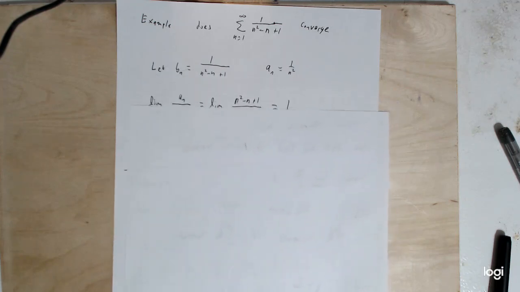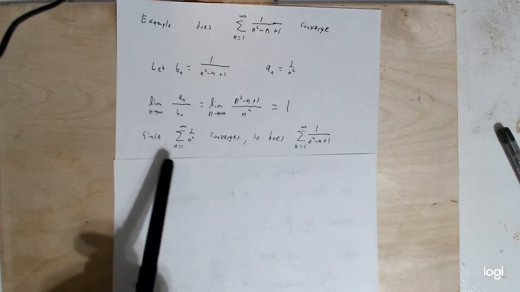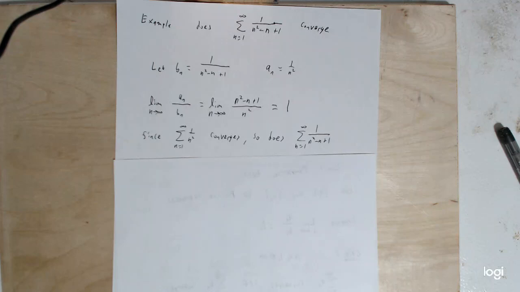So we take the limit of a sub n over b sub n, do a little algebra, invert and multiply, and you get n squared minus n plus 1 over n squared. And when you take that limit, it goes to 1. Okay, that means since we know that the sum of 1 over n squared converges, that's a p-series, so we already had that from our integral test section, then we know that this other series, 1 over n squared minus n plus 1, also must converge.